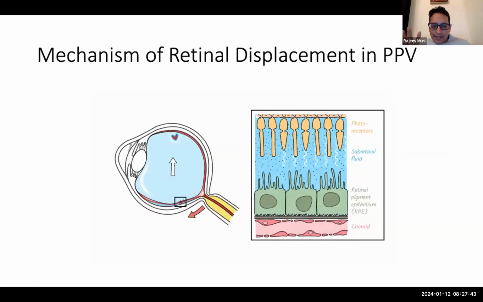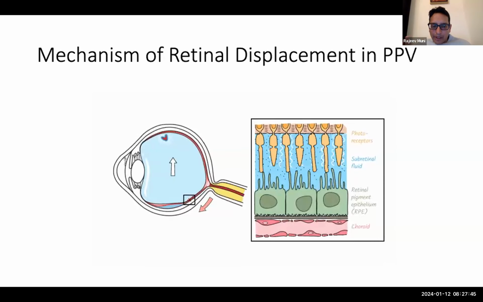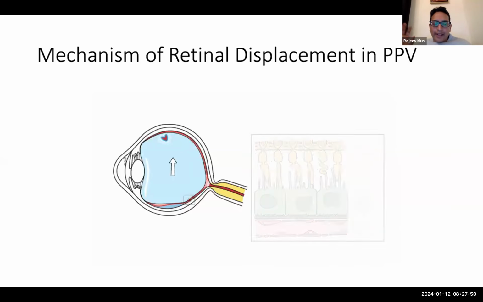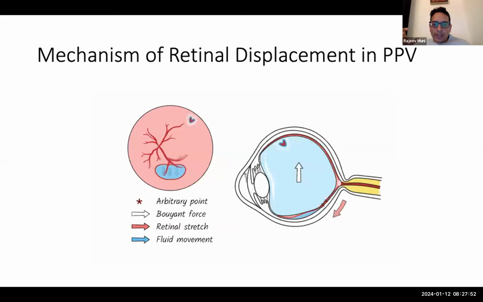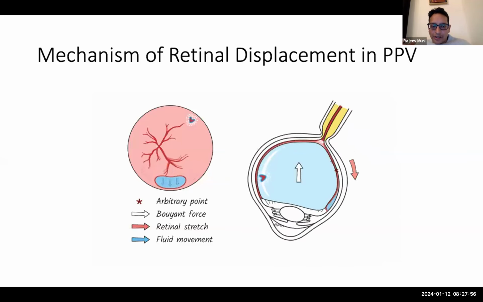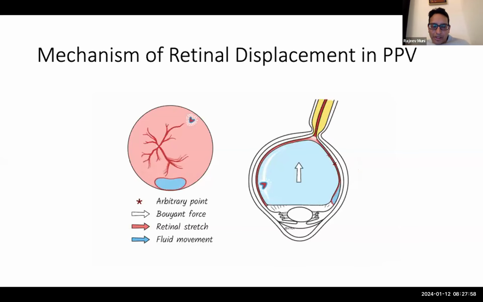So what happens with retinal displacement is you have a buoyant force of the gas bubble, and like we just showed you, it's very substantial. And that buoyant force of the bubble forces fluid, any residual fluid that's left behind at the end of surgery, to get shifted by the buoyant force of that bubble.